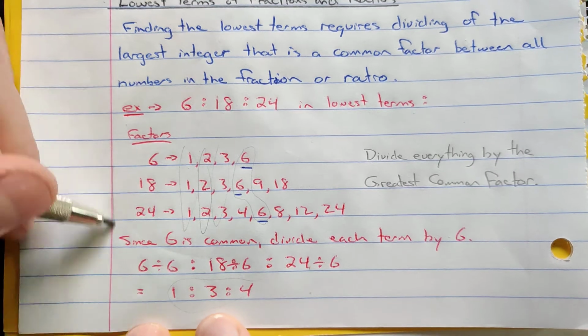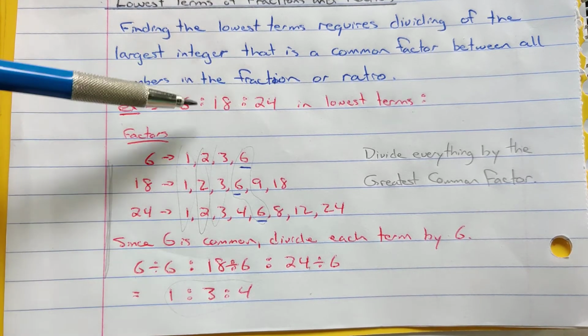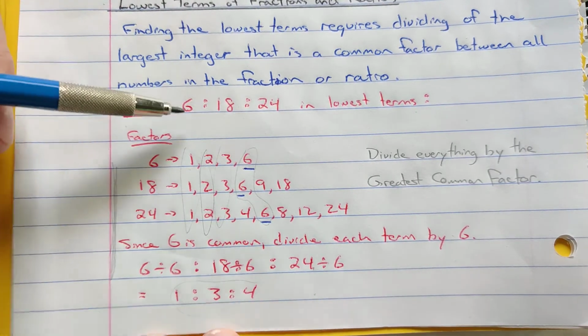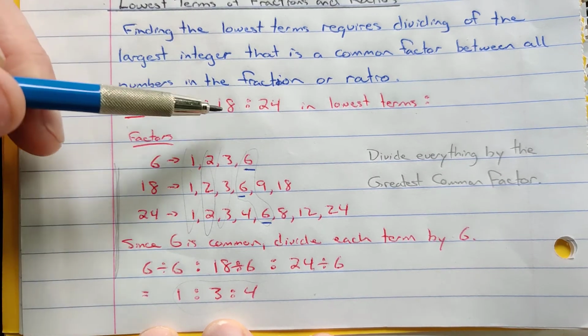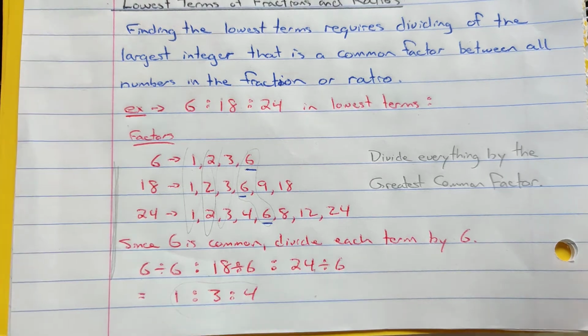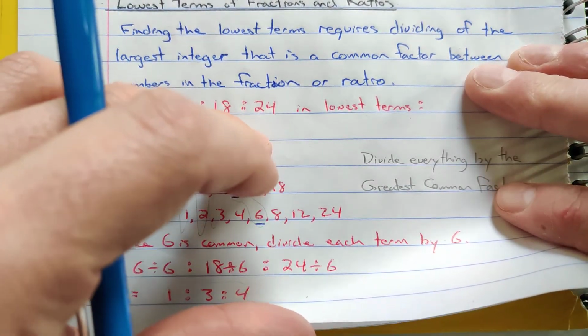Do you have to do all this work here? No. I'm just showing you the full breakdown of it. Normally, if we recognize that 6 was the greatest common factor, we would just do 6 divided by 6 is 1, 18 divided by 6 is 3, and 24 divided by 6 is 4. Moving on.